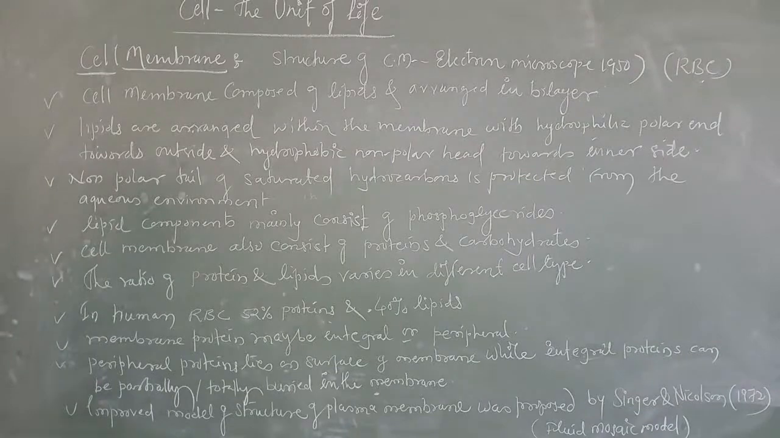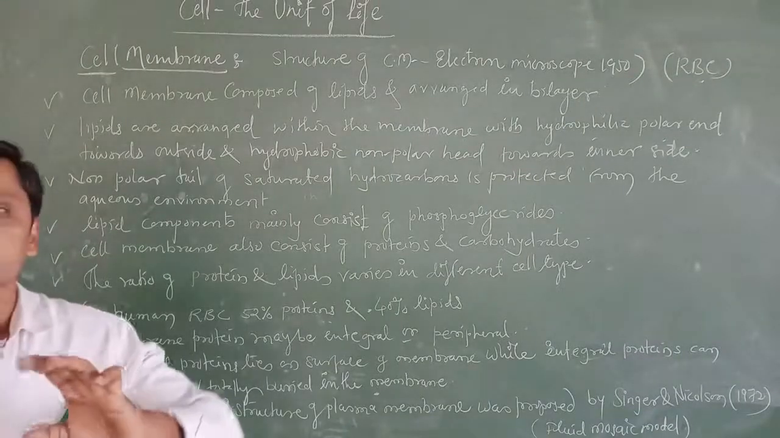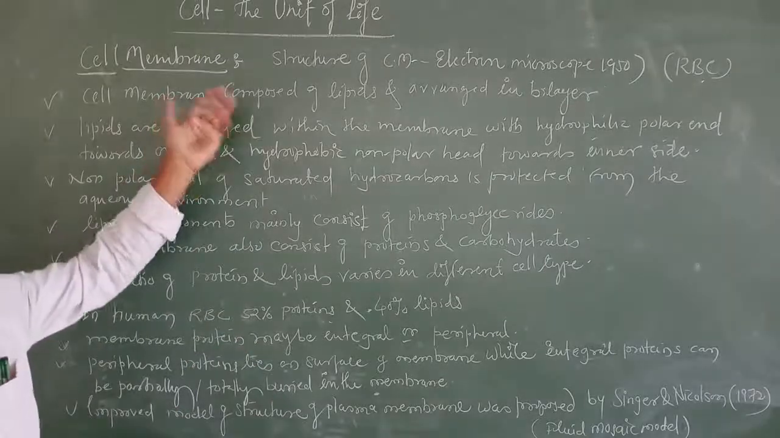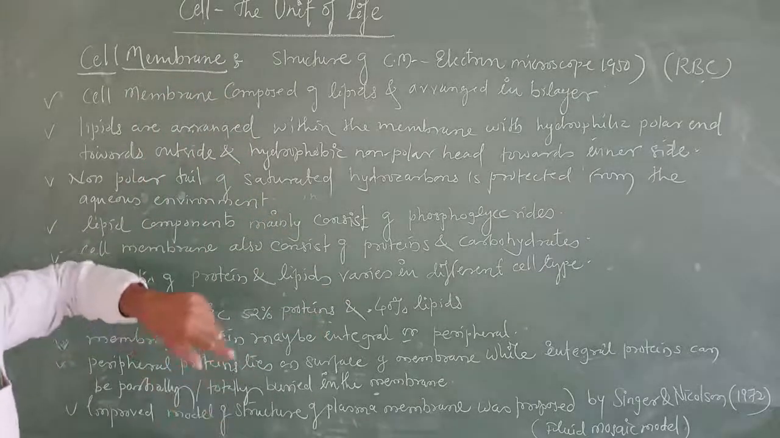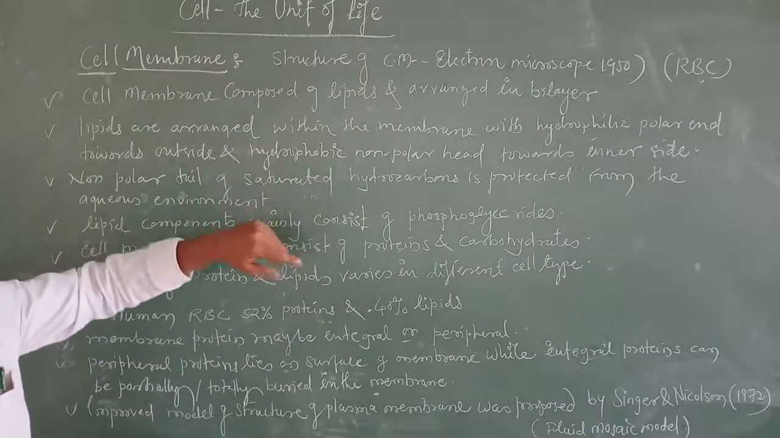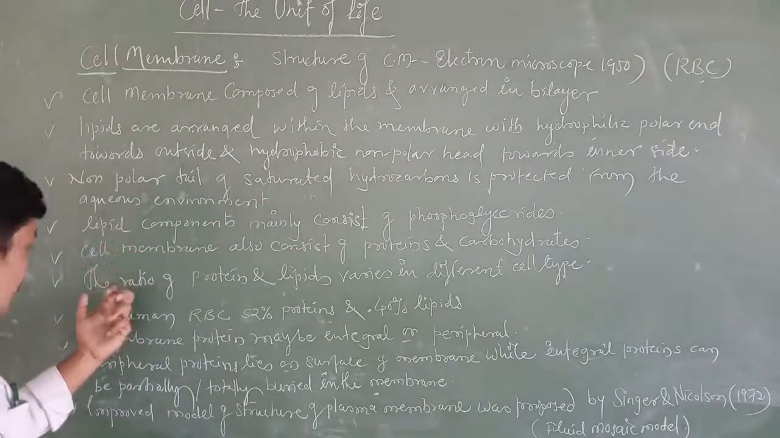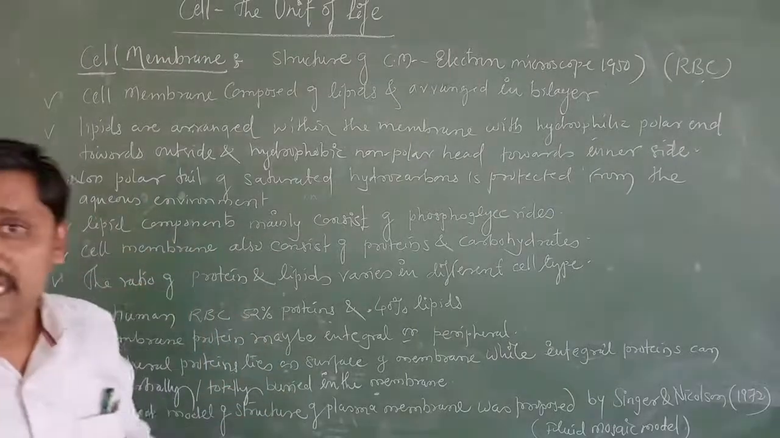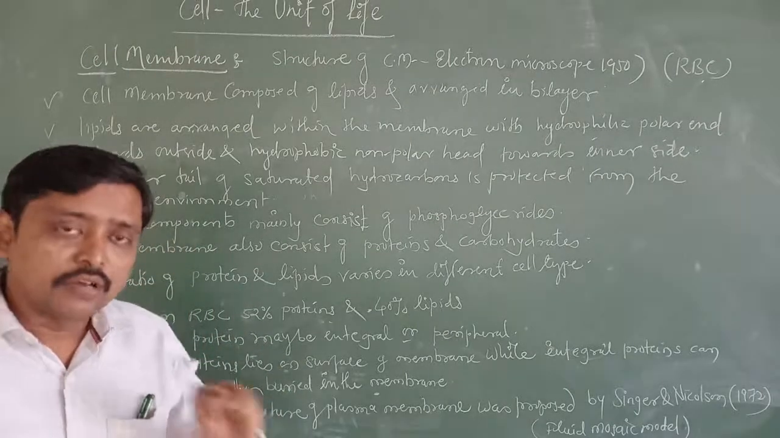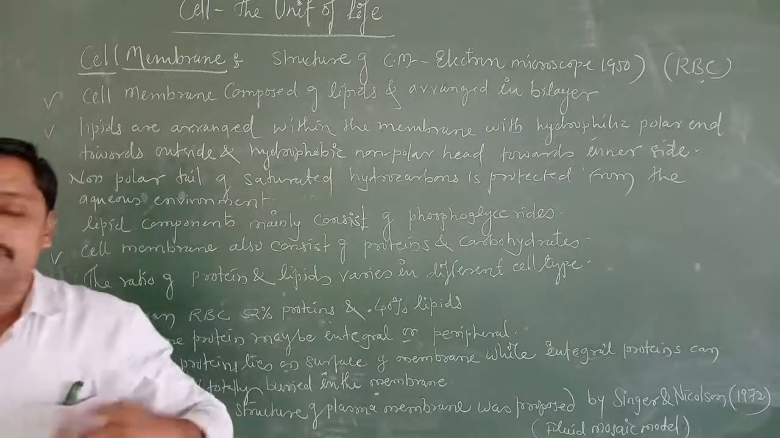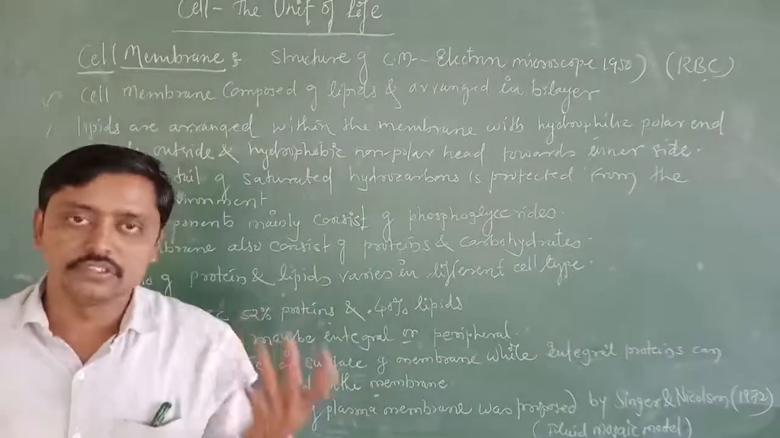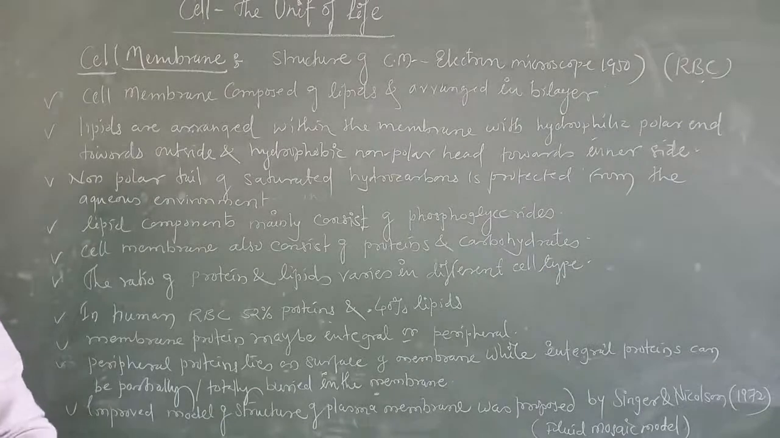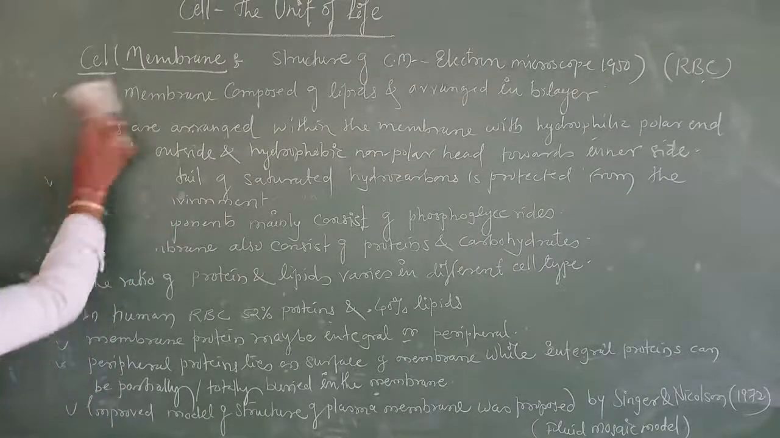Now I will draw the diagram, and in the diagram I will show you the different labelings regarding the lipid, then the bilayer, then the polar and non-polar heads, then the proteins, integral proteins, peripheral proteins, etc. When you draw the diagram, it is very easy to explain the cell membrane. Okay, I will draw the diagram.